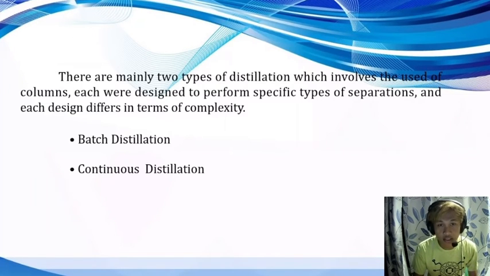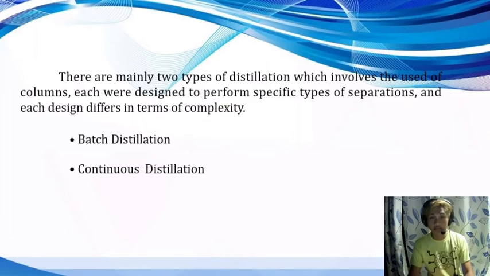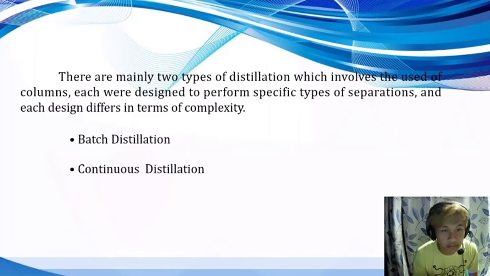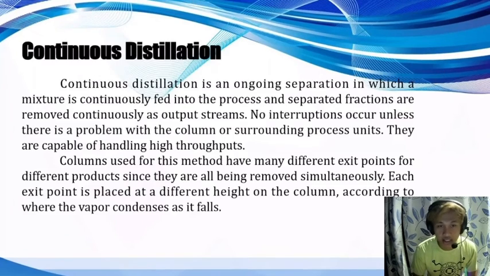So next one is, what are the two types of distillation? There are mainly two types of distillation which involve the use of columns. Each was designed to perform a specific type of separation, and each design differs in terms of complexity. The first one is batch distillation, and the second is continuous distillation.